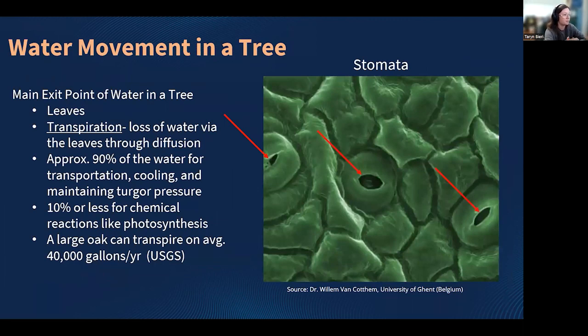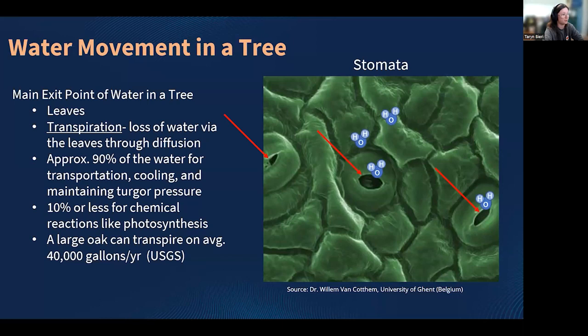So the main exit point of water in a tree is through the leaves in a process called transpiration. Essentially, water evaporates through small openings on the surface of the leaf called stomata. Most have these on the underside of the leaves, but some have it on the under and upper sides of the leaves, like willow and cottonwoods. This is more typical of trees that grow near bodies of water where there's plenty of water available.